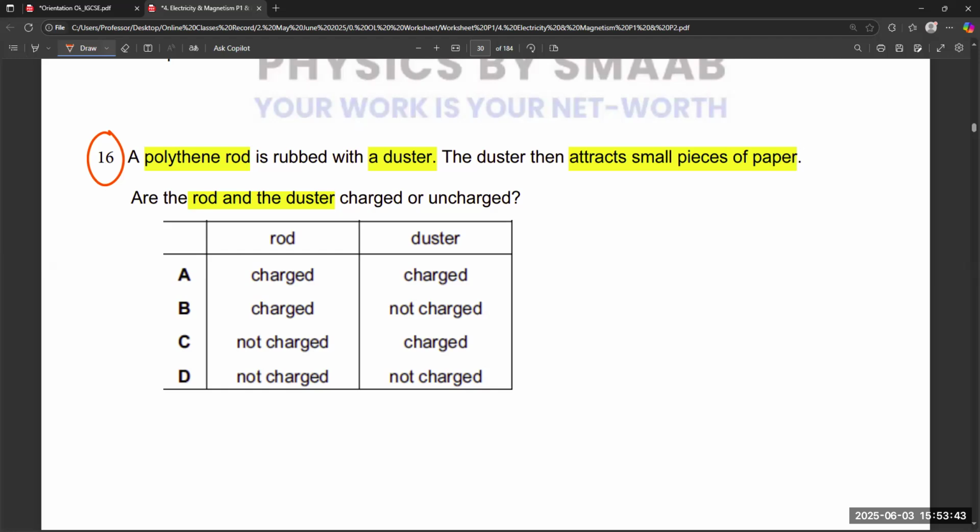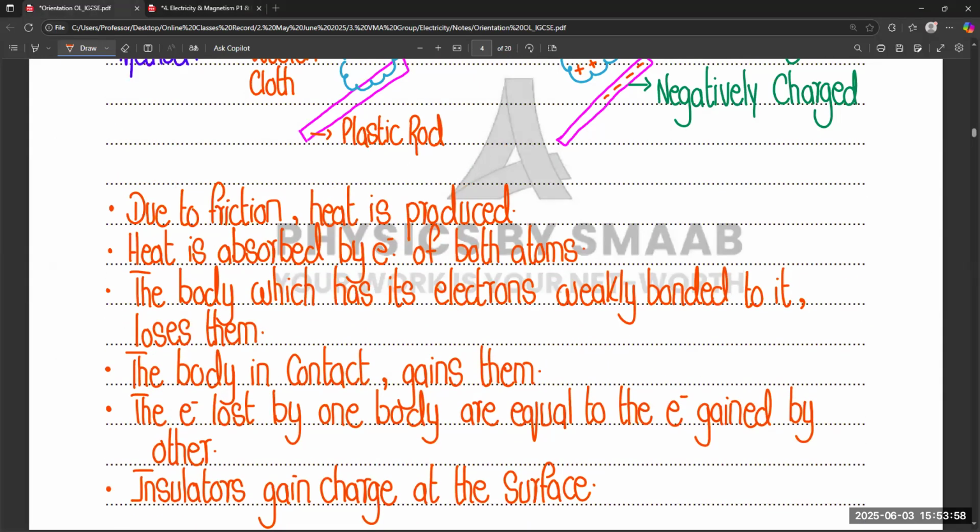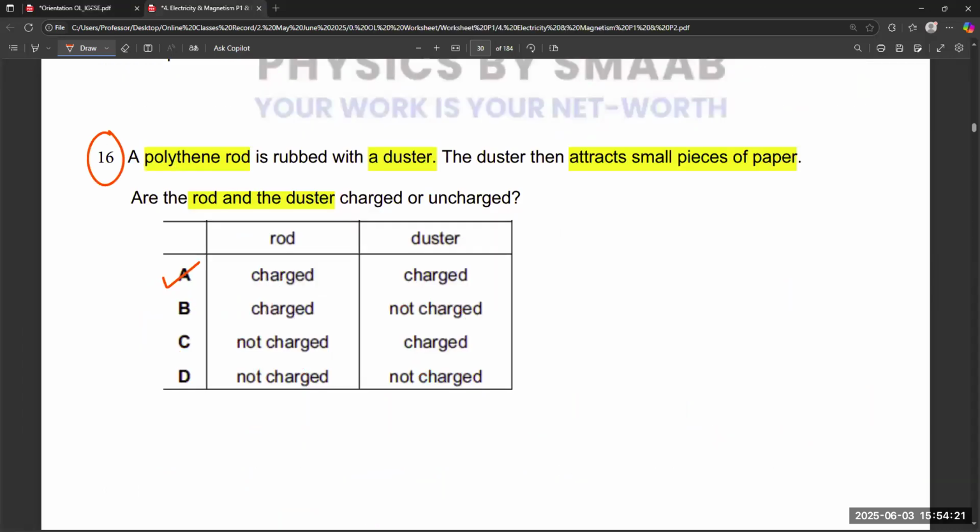So it will be option A. Both become charged. Because according to the topic we discussed on charging, if one body gets a negative charge, it means it gains electrons and the other body loses electrons. So definitely when one body gets charged during friction, the other body also gets charged due to friction. That's why both bodies will get charged. So option A: the rod will get charged, and the duster will get charged too.